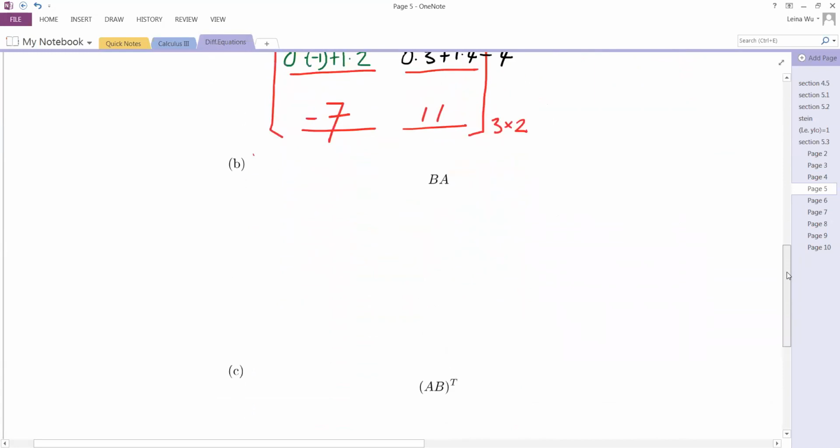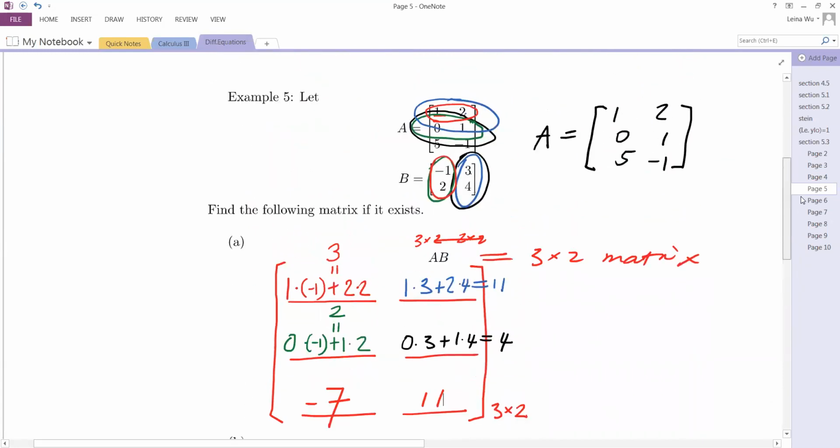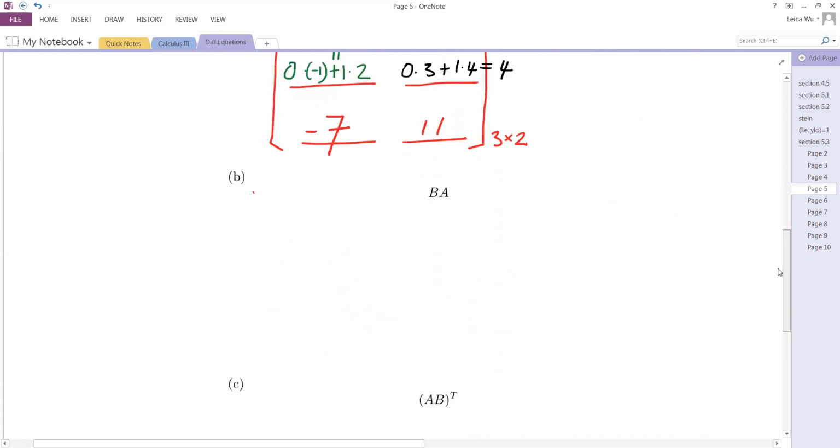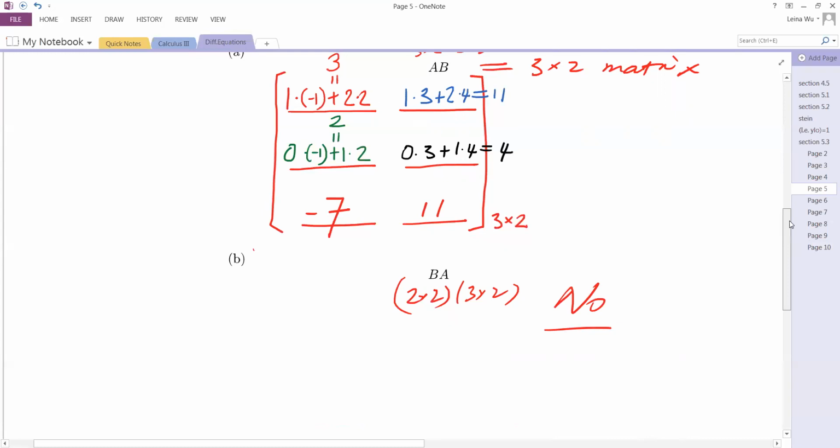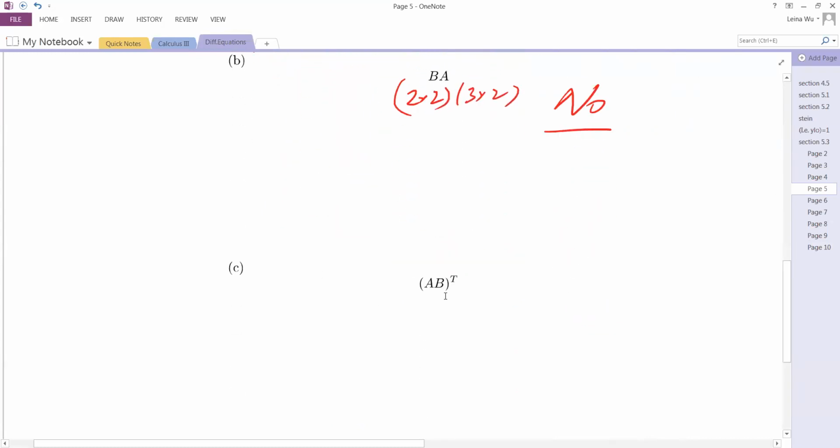All right. Can we do B times A? No. B is 2 by 2. A is 3 by 2. So no, right? You can't do B times A. In the end, can we do AB transpose? Yep. This is easy.